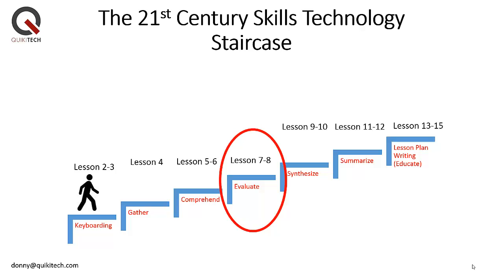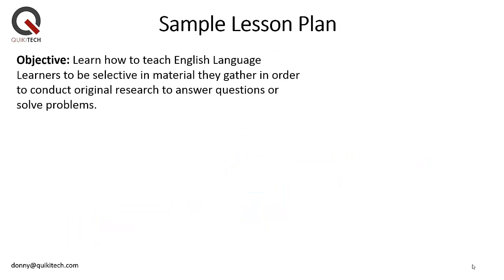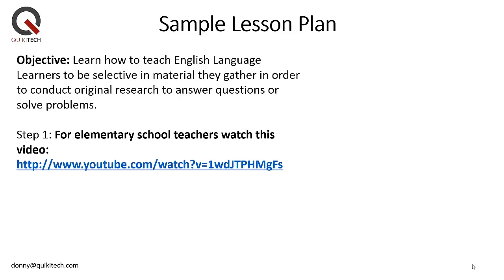Technology helps in all this. And so let's go ahead. The objective of this lesson is to build upon the last lesson, to learn how to teach English language learners to be selective in material they gather in order to conduct original research, to answer questions or solve problems.